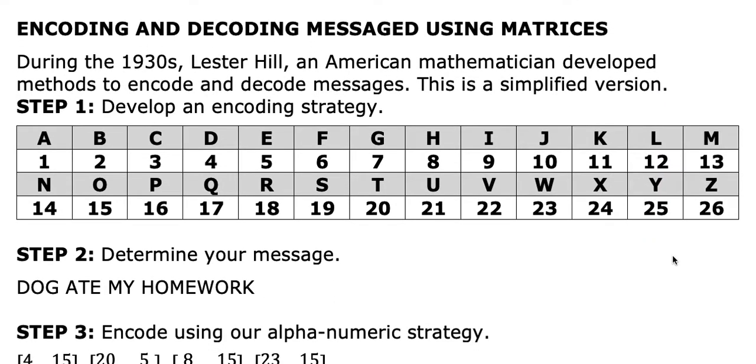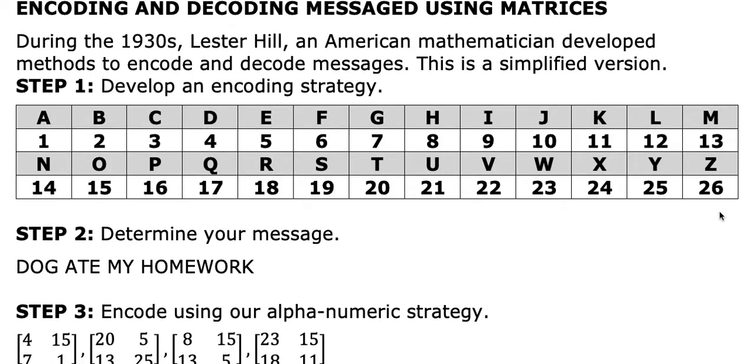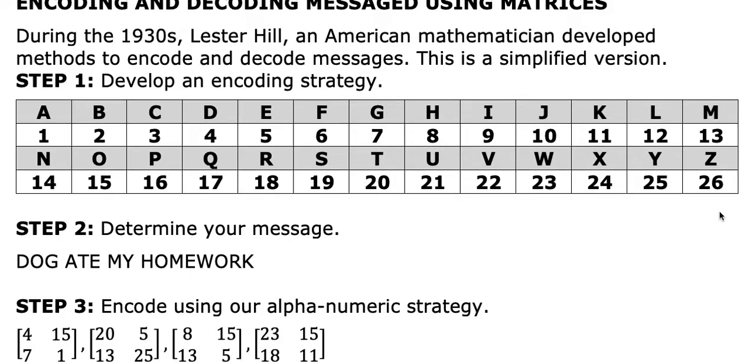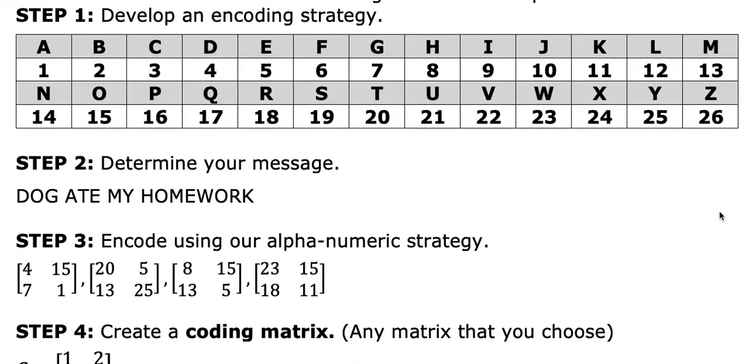So, encoding and decoding messages using matrices. During the 1930s, Lester Hill, an American mathematician, developed methods to encode and decode messages. This is a simplified version, but this is a great example for instructional purposes. Develop an encoding strategy. So this is a little bit too straightforward. A is 1, B is 2, C is 3, all the way up to Z is 26. This could be rearranged in any way to make it further complicated. The message is, as provided by the text.